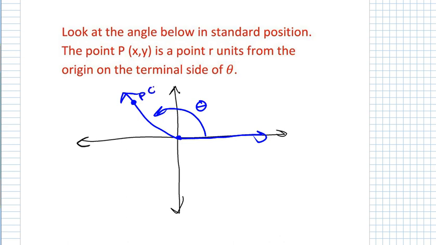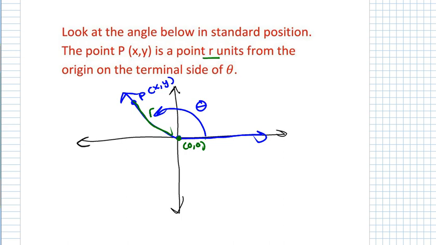To do that, we always pick a point on the terminal side of the angle and we call it P. And notice P has an x and y coordinate that go along with it. We also talk about the distance from P to the origin because that's the measure of this side here, and that is what's called r, because r is the distance from P to the origin. Remember, the origin is 0, 0.